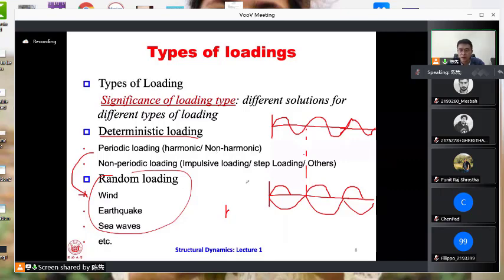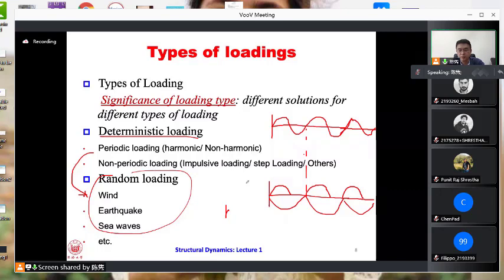Can anyone give me an example of harmonic excitation in a real engineering structure? Anyone? Rotating of machinery in a building. Rotating of mass. Yes, sir. Very good. If the rotating machine has an eccentric mass, the mass is not centered, so when it rotates, it generates harmonic loading.